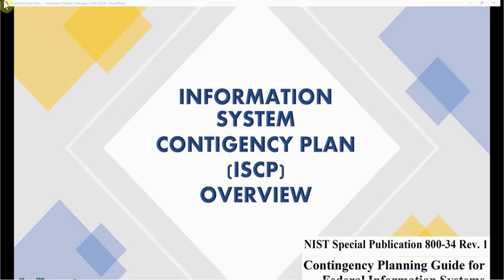In this video, we are going to go over the NIST Special Publication 800-34 Revision 1, Contingency Planning Guide for Federal Information Systems.